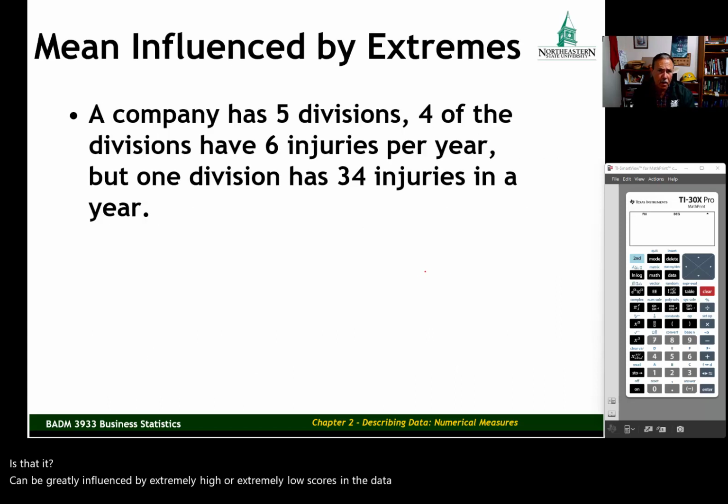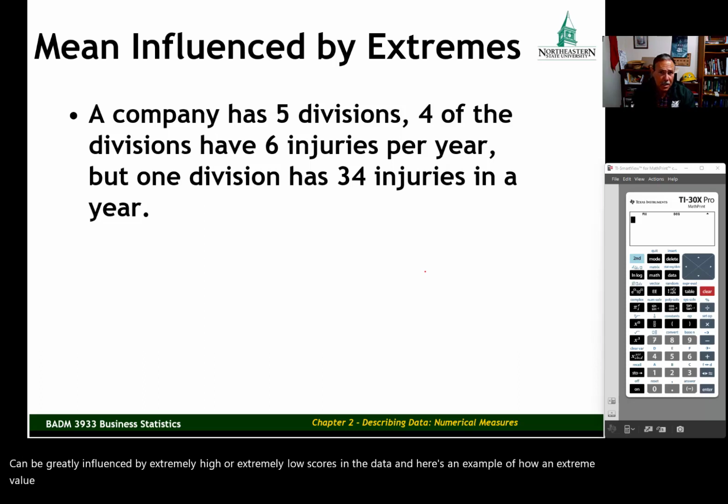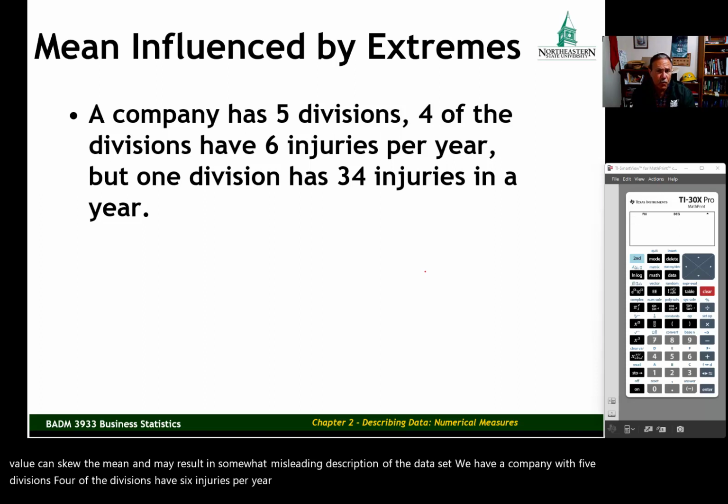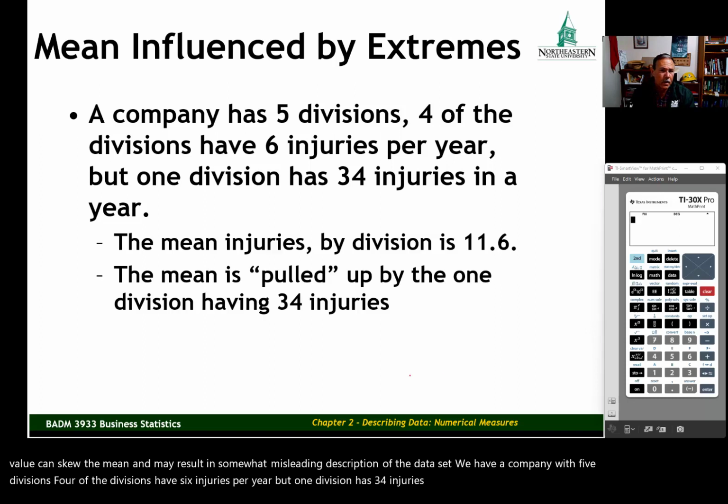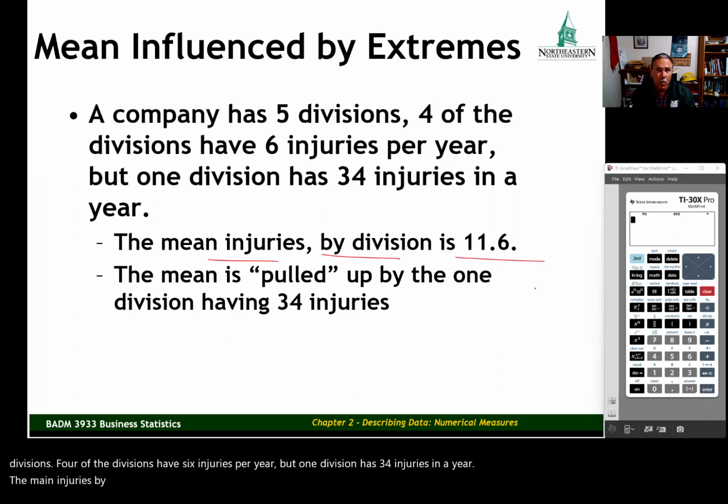And here's an example of how an extreme value can skew the mean and may result in a somewhat misleading description of the data set. We have a company with 5 divisions. 4 of the divisions have 6 injuries per year, but 1 division has 34 injuries in a year. The mean injuries by division is 11.6 injuries per year. That mean has been pulled up by the 1 division having the 34 injuries.